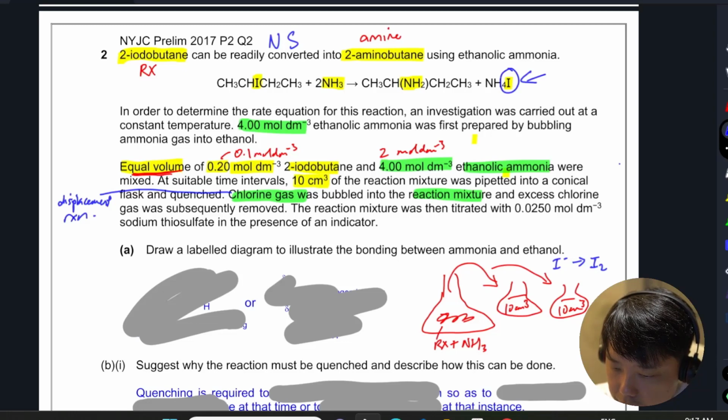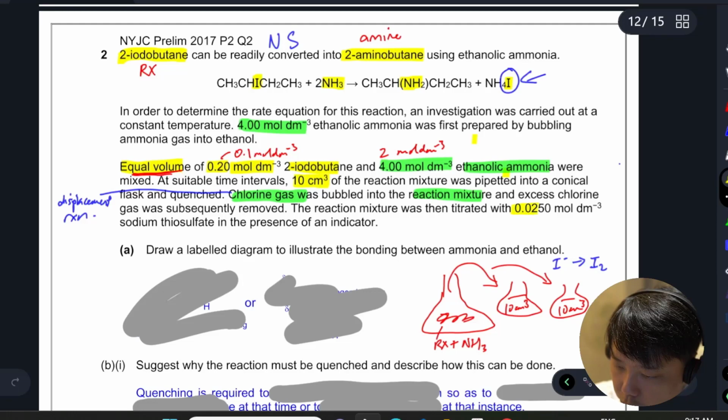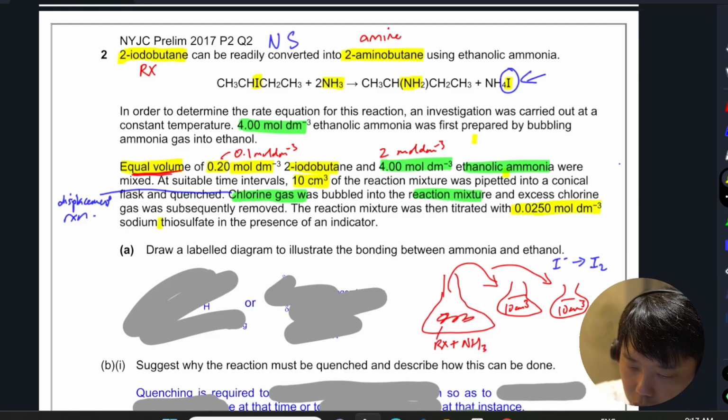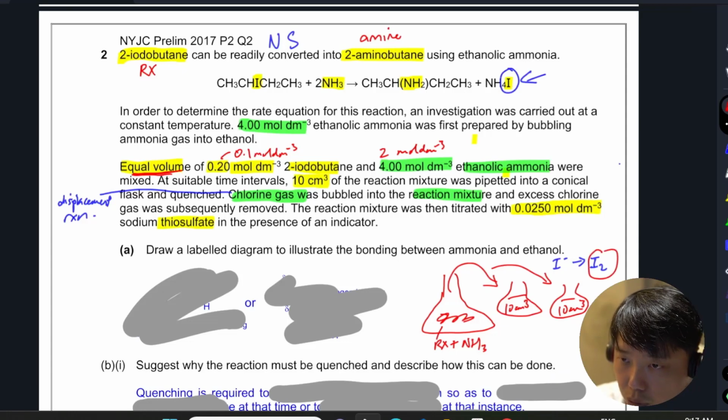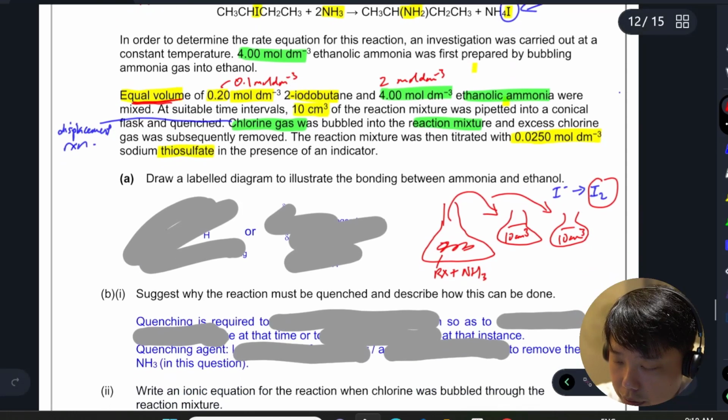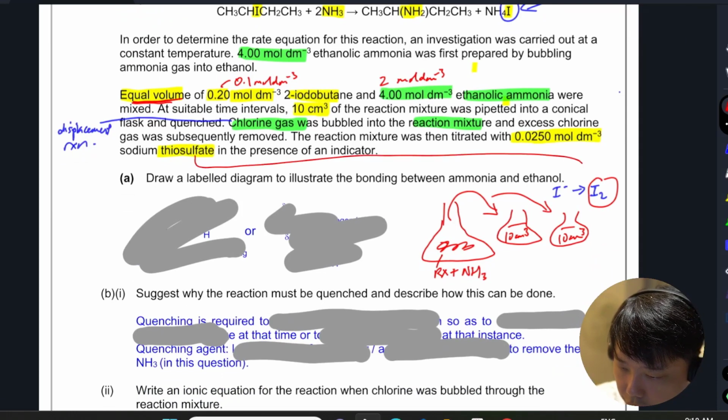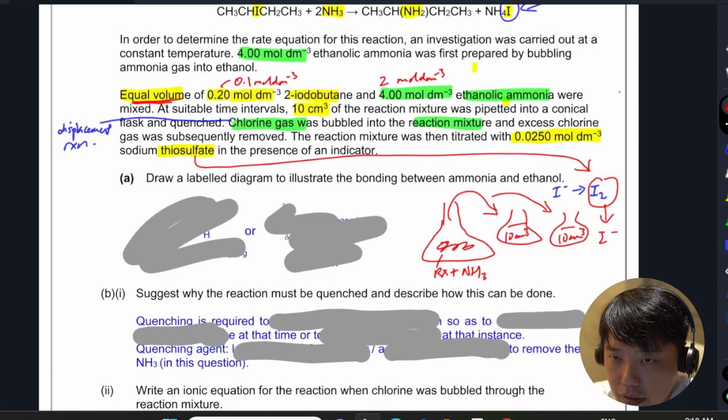Okay, then the reaction mixture was titrated with 0.025 mole per dm cube of thiosulfate, in the presence of an indicator. So titrating, what are you titrating with the thiosulfate? Obviously, you're titrating the I2. This I2, you're going to titrate with thiosulfate. So the I2 converts back to the I minus. Okay, all right, let's now look at the question itself.